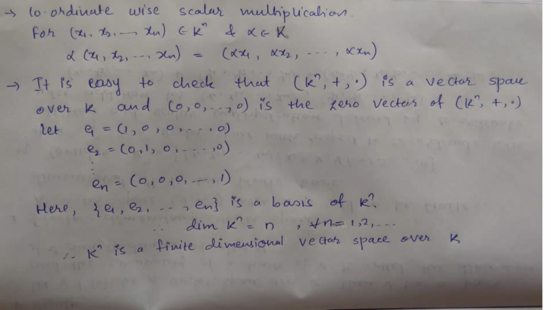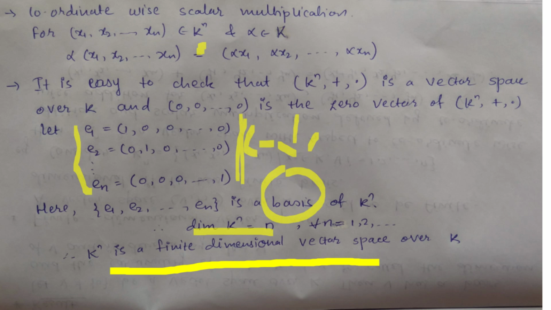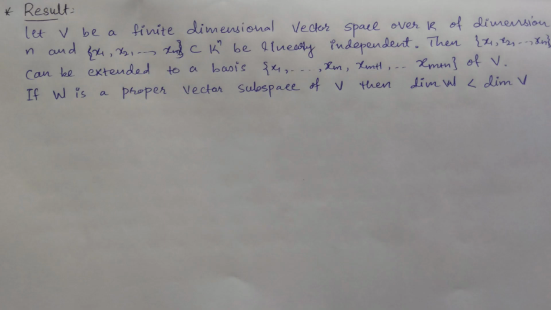Have you seen how any vector space has n dimensions? For that first take a basis, and first you have to prove that this is the basis for this vector space, right? So here are the standard elements, and we can easily show that these vectors are linearly independent and also span k to the power n. So this is a basis, and there are n elements in this basis, so we can say that dimension of kn is n. So Kn is a finite dimensional vector space over K.